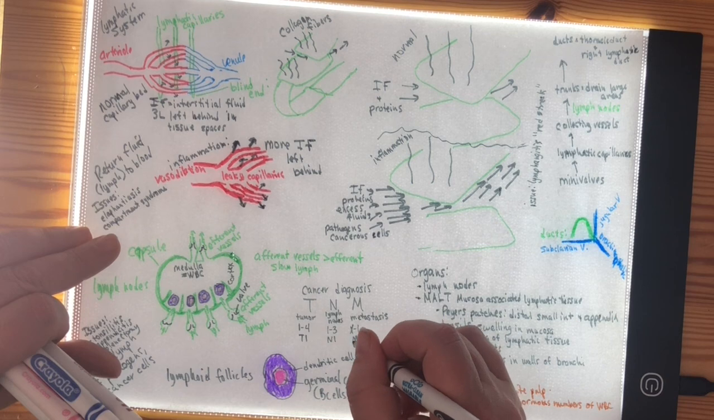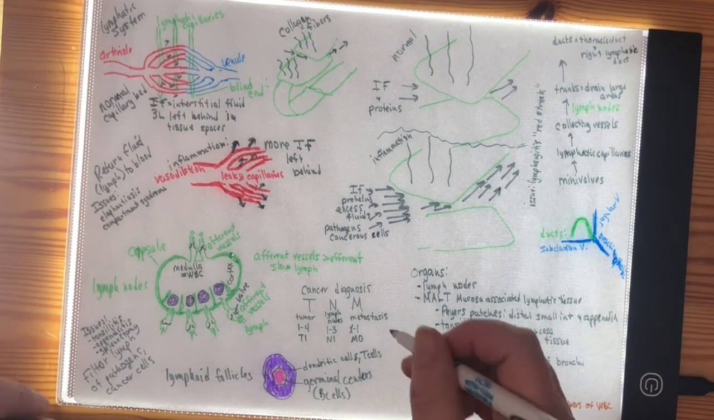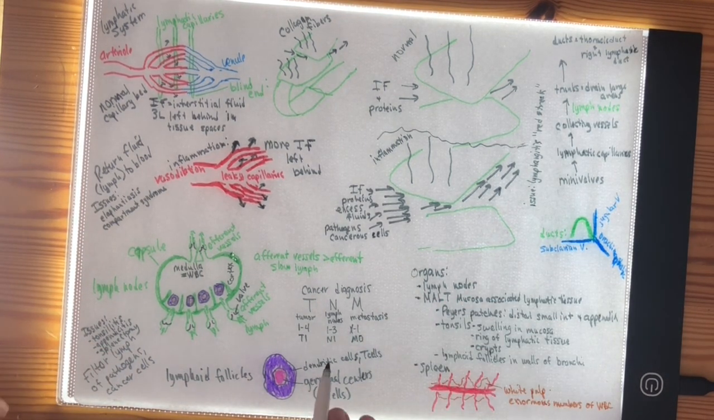So you have an X or a 0 or a 1. X means that they can't tell whether it's metastasized. 0 is it has not yet metastasized, and 1 means that it has. So if you have a T1, N1, M0, that means a small tumor that has spread to some of the lymph nodes, though not all of them, and not a large number of them, and has not yet metastasized.